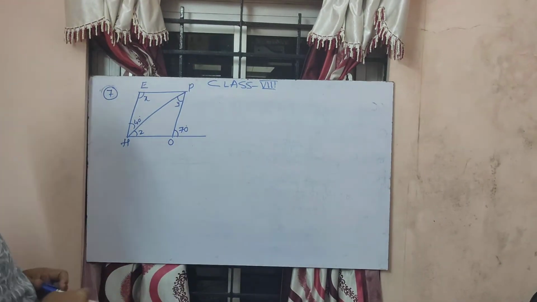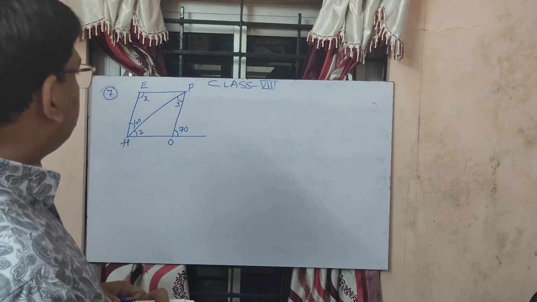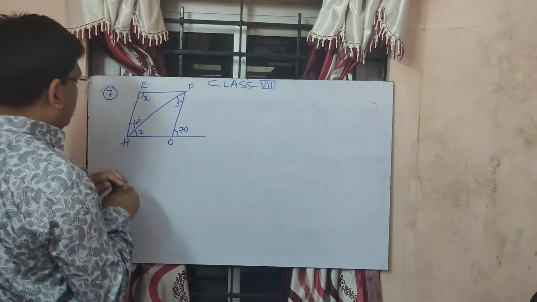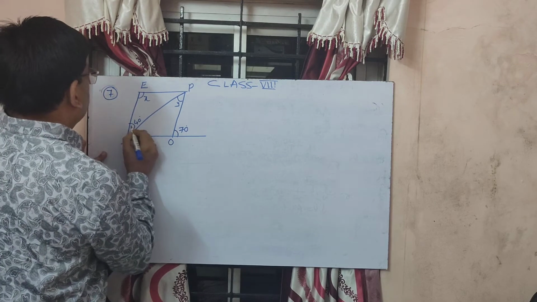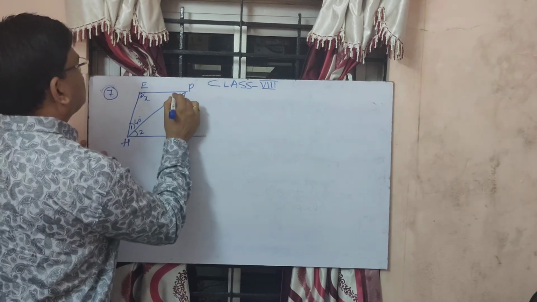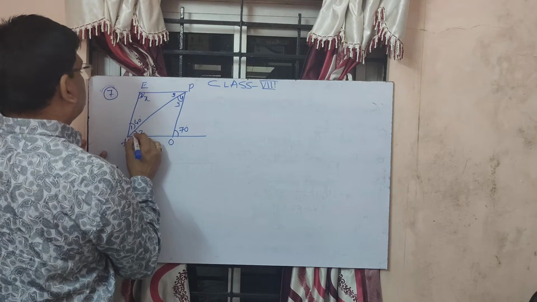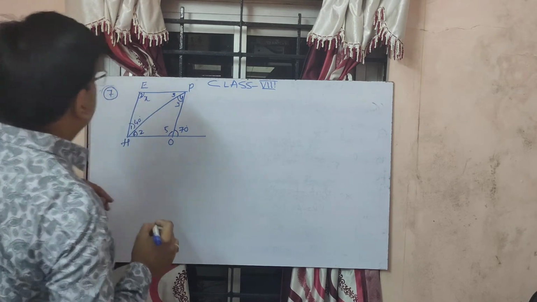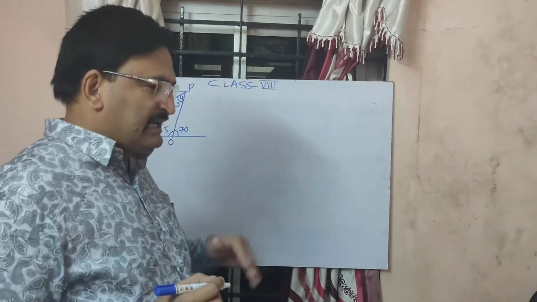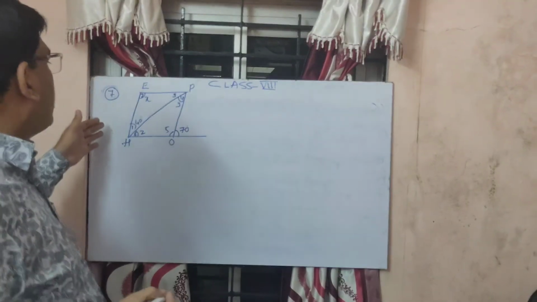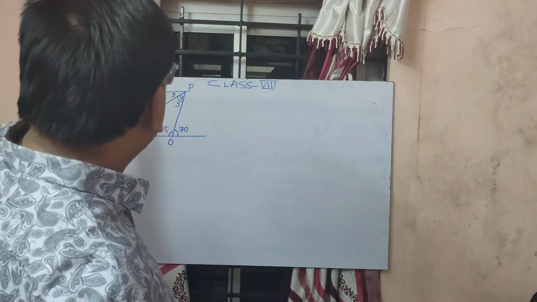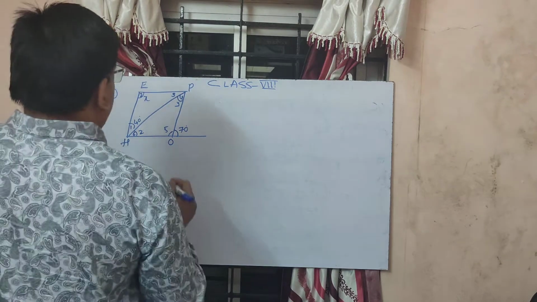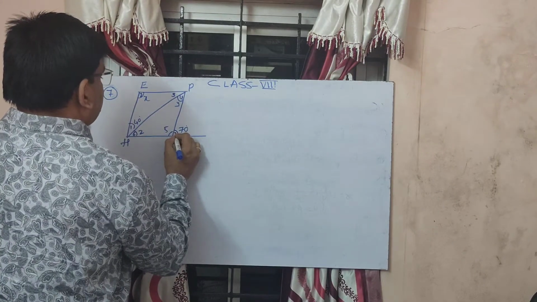Now, by looking at this figure, let us write angles. You can call them angles. So this is 1, this is 2, this is 3, this is 4, this is 5, this is 6. For our convenience, we have named the numbers for angles: 1, 2, 3, 4, 5, 6, and this is also 7.